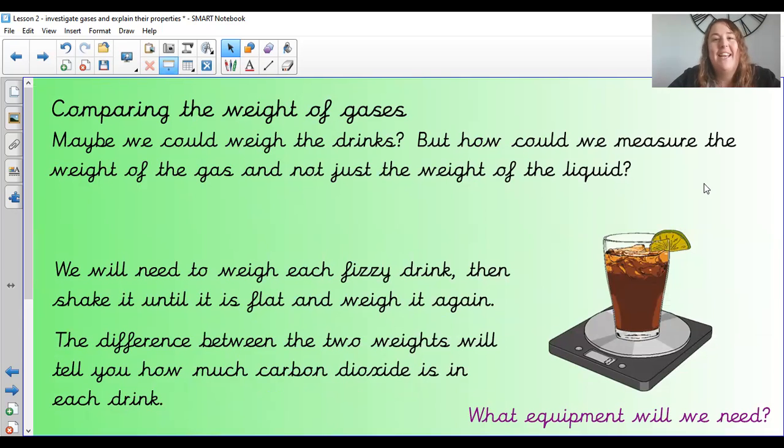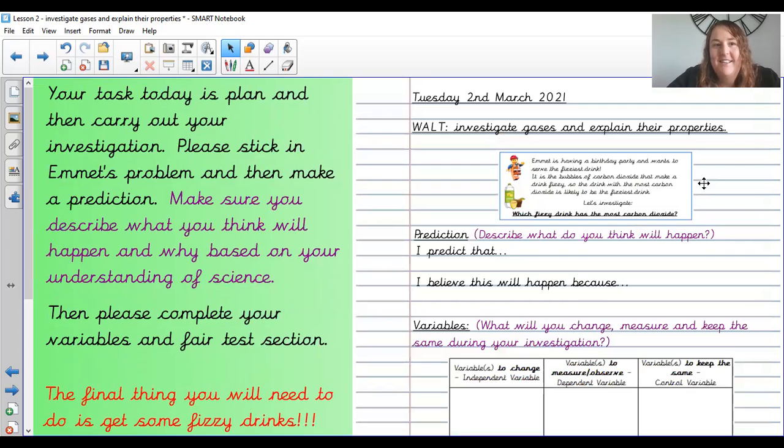And again, do not panic at this stage if you don't have it. You can always pause the video when we get to that stage in a moment and then come back to it at a later time. This is then your activity. So your task is to carry out that investigation.